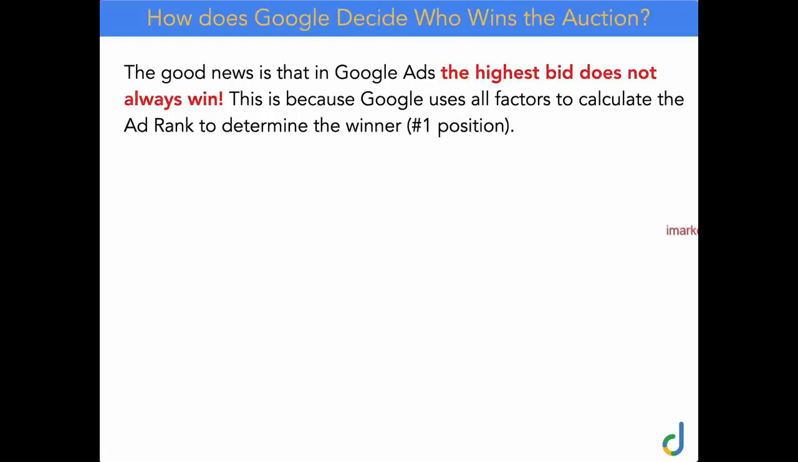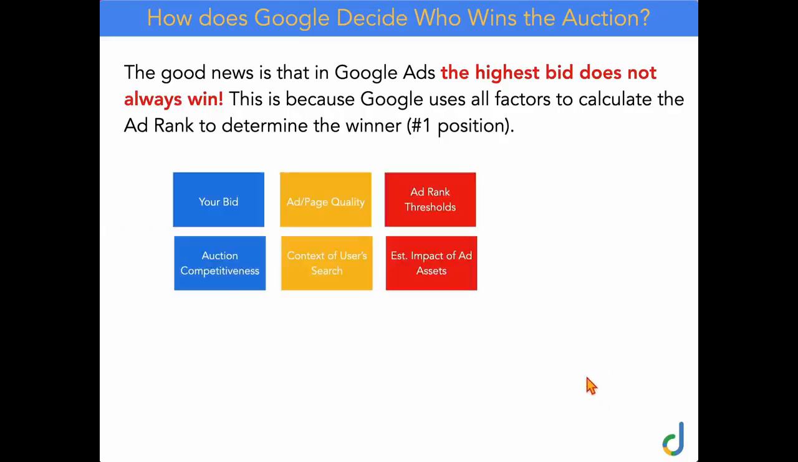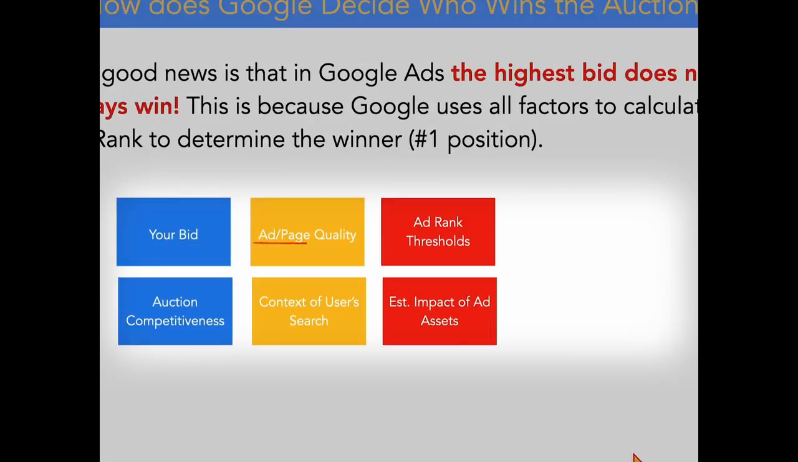I said this before. The good news in Google Ads is that the highest bid does not always win. Remembering, it's not just about who's willing to pay the most money. It's because Google uses all the factors to calculate an ad rank to determine the number one winning position. So it's all of these things. So your bid, your ad and page quality, the ad rank thresholds, the auction competitiveness, the context of the user search, and the estimated impact of the ad assets, that equals your ad rank.